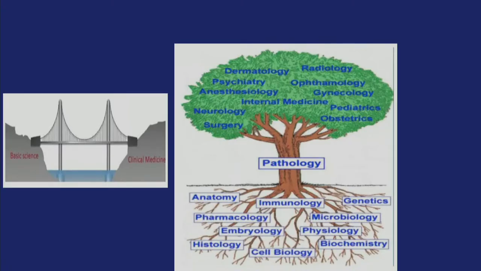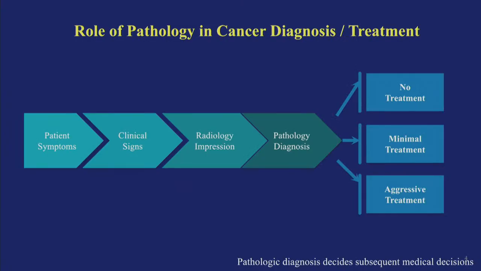As we all know, pathology is a bridge between the basic science and clinical medicine, and pathology forms a bridge between all the clinical subjects, connecting the clinical and surgical domains. So we have an integral part in almost every branch, from diagnosis to therapeutics to further management of the patient. A pathologist will base the diagnosis on inputs from the clinician, the patient's symptoms, clinical findings, radiological images, and then based on the diagnosis, the clinician ultimately will decide whether the patient needs therapy or needs minimal therapy or needs aggressive treatment.